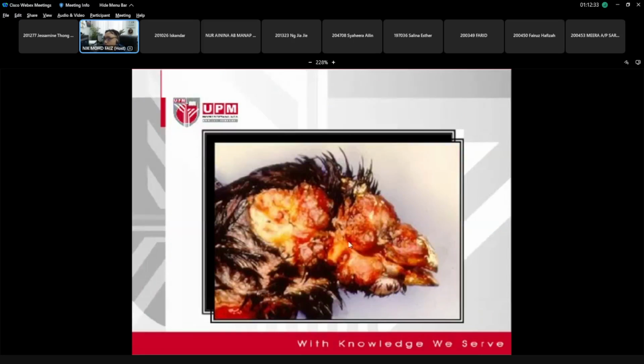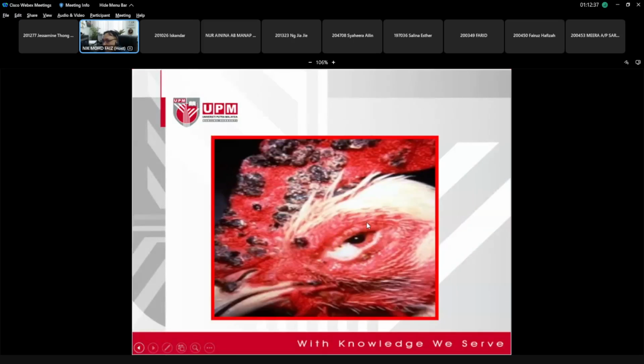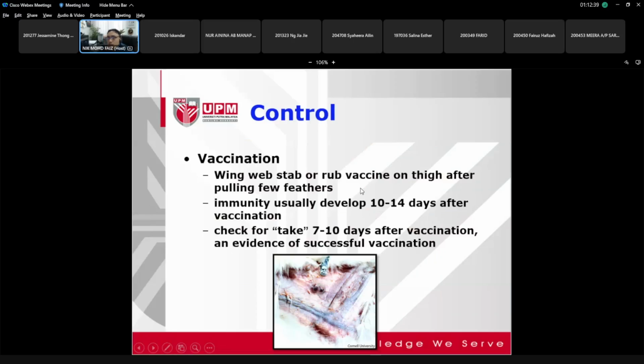Okay. So this is how they look like lah in general. Kalau yang teruk punya tu. Okay, some example. Control, okay, senang je. Vaccine, we have a vaccine against it. This is one of the vaccine that is given through wing web. Kita yang garfu tu, saya tunjuk sebelum ni kan, cocok masuk ke wing web dia. Dekat in between the humerus dengan radius ulna ni kan, ada satu tempat tu. Dia masuk cocok kat situ tu.